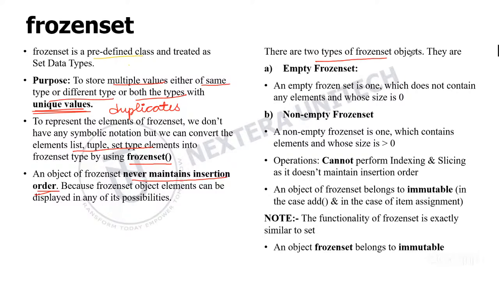And the types of frozen sets are empty frozen set, which does not consist of any elements, and non-empty frozen set, which consists of elements and size is greater than 0. Frozen set also cannot perform indexing and slicing because there is no order. So due to no order, indexing will not be done and slicing also cannot be done. The main difference between set and frozen set is, set is mutable and frozen set is immutable. So you cannot modify the elements once they are created.